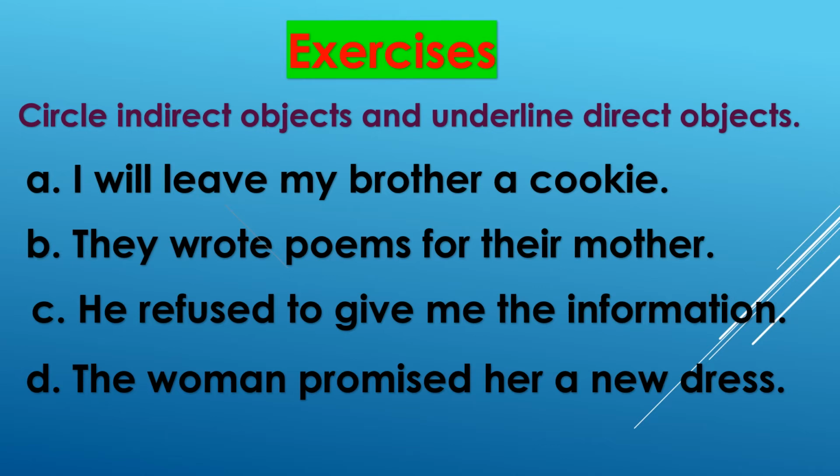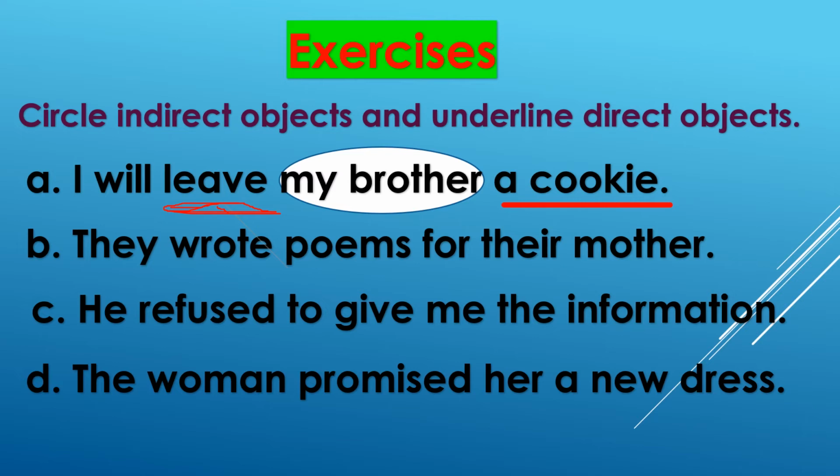So leave here is the action verb. Leave, the action verb. What will I leave? I will leave a cookie. So cookie here is the direct object. So underline a cookie. For my brother. So my brother here is an indirect object. So a cookie here is the direct object because I answered the question, what will I leave? I will leave a cookie for my brother. So my brother is the indirect object.